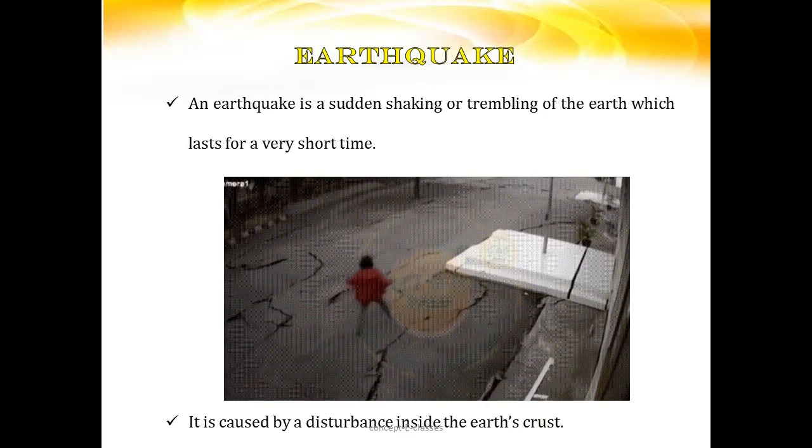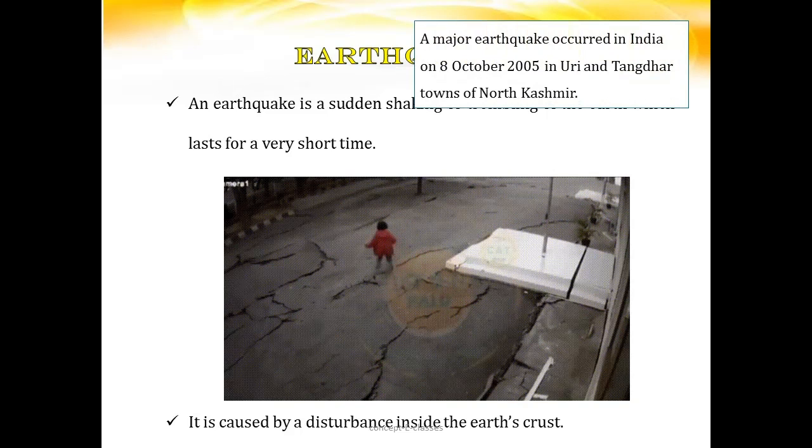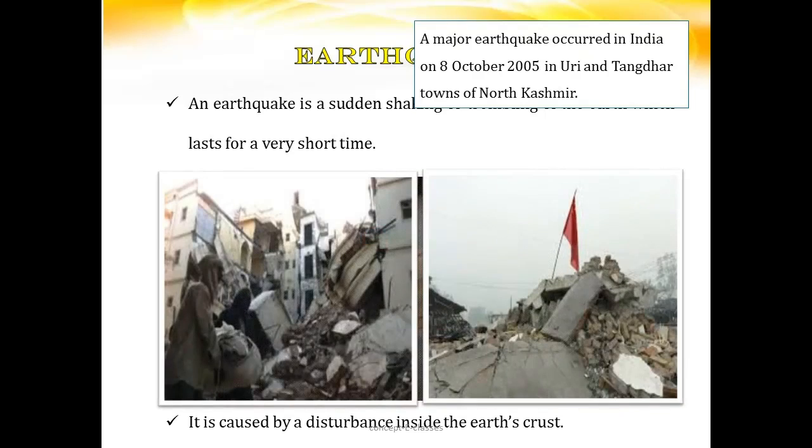The weather department can warn about a thunderstorm developing in some area, but we are not yet able to predict earthquakes accurately. One example of an earthquake is the one which occurred in India on 8th October 2005 in Uri and Tangdar towns of North Kashmir. And it can cause damage to human life as well as property on a huge scale.